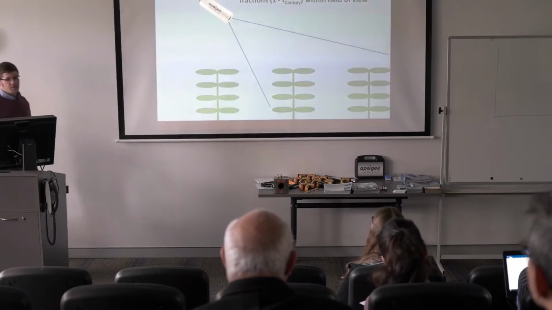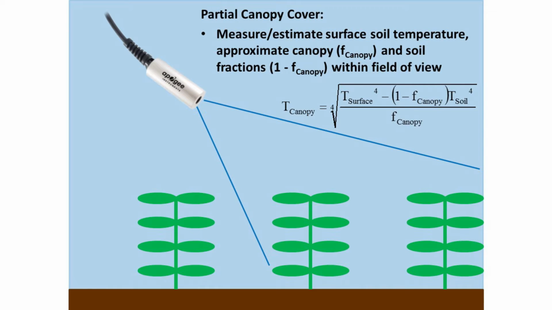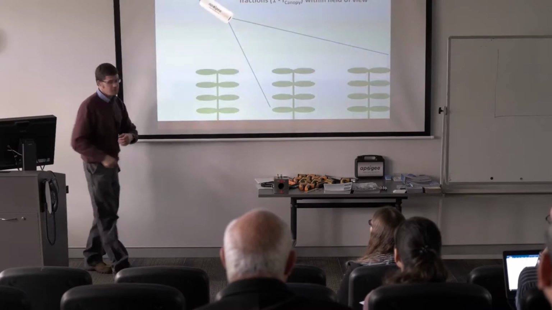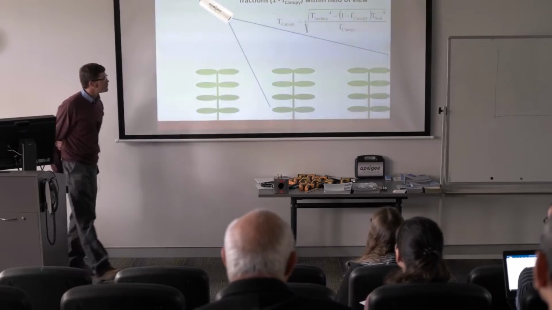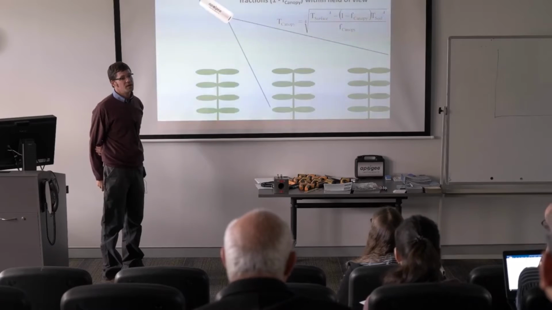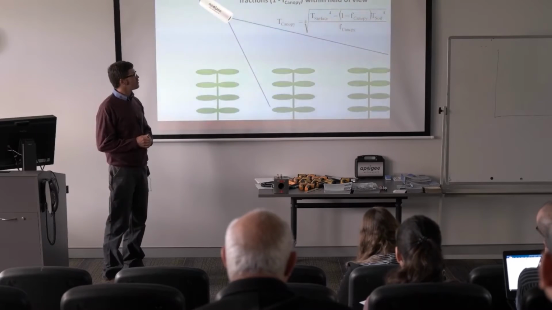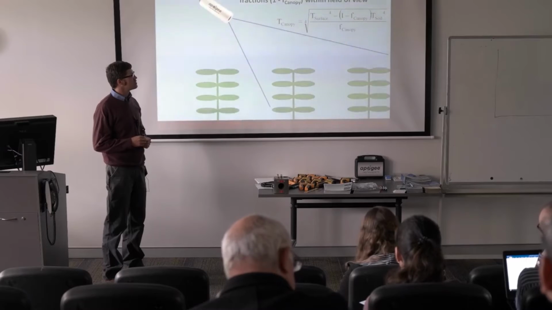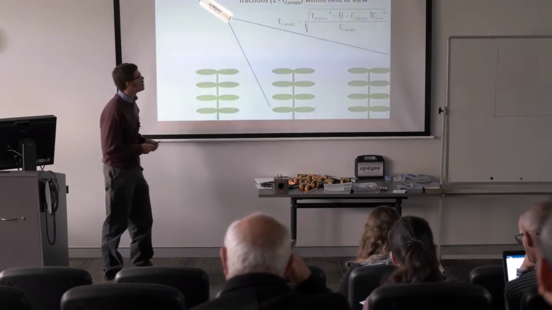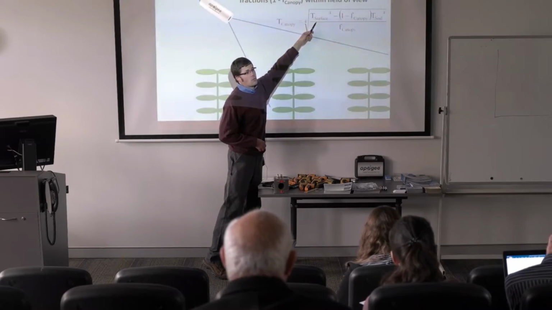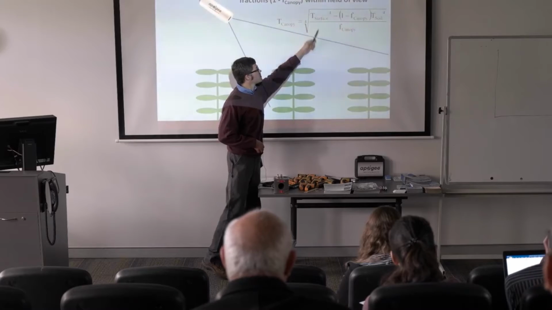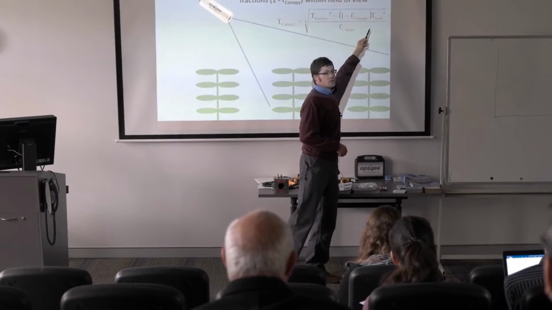So another way that you can deal with this is you can measure or estimate the soil temperature and then approximate the fractions of canopy and fraction of soil that are within the field of view. And you can use a simple equation to try to estimate the canopy temperature if you know roughly what the fraction of canopy is and the fraction of soil is and the soil temperature. So the inputs you need here are, this is the actual measured surface temperature from the sensor. This would be a measurement or estimate of the soil temperature.